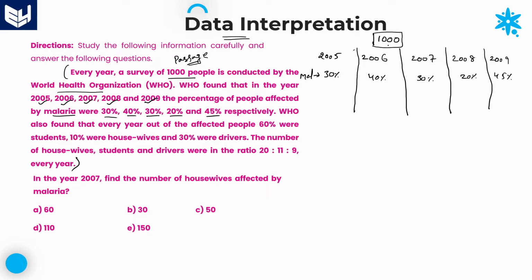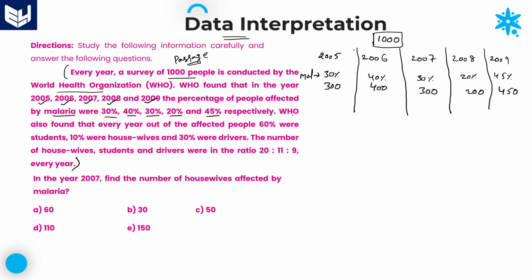Now, in this 1,000, the number of people who are affected with malaria, that is 30 percentage, therefore that particular value is 300. Next, coming to 2006, 40 percentage, it means 400. Again 2007, 30 percentage, that is 300. 2008, 20 percentage, which is 200. 2009, 45 percentage, that is 450. These are the 5 values in which all the persons are affected by malaria.